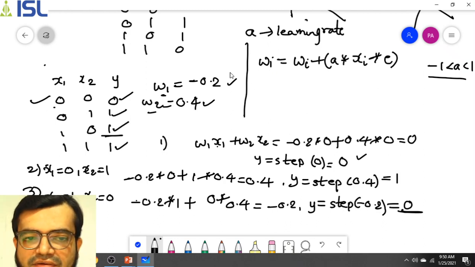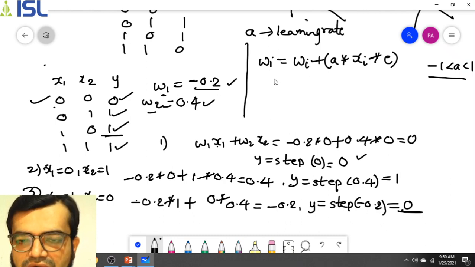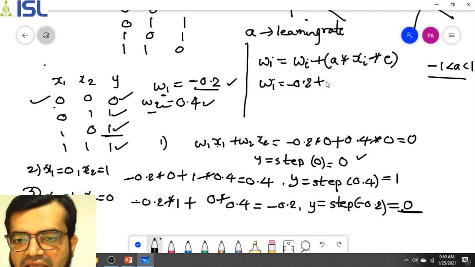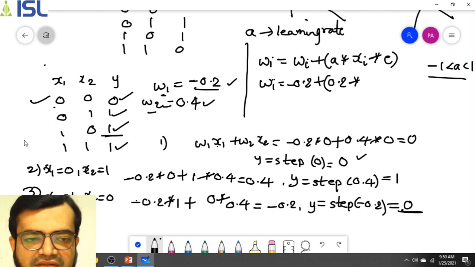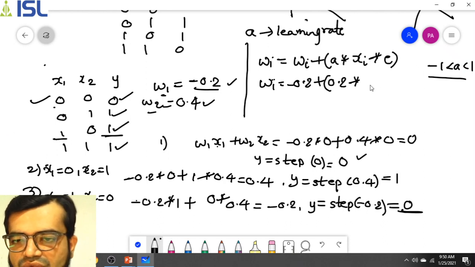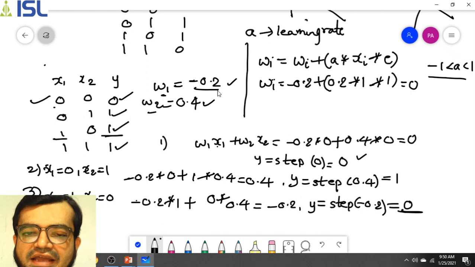So the w1, which is minus 0.2, we are updating now. For w1, we take minus 0.2 plus, for example, if I assume a as 0.2, because it should be between minus 1 and 1, then 0.2 into the x1 value. x1 is 1, into e which is also 1. So what happens? You will be getting 0. That means the weight has been adjusted to 0.